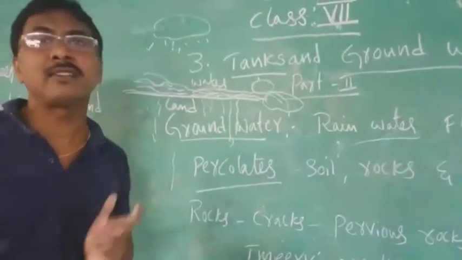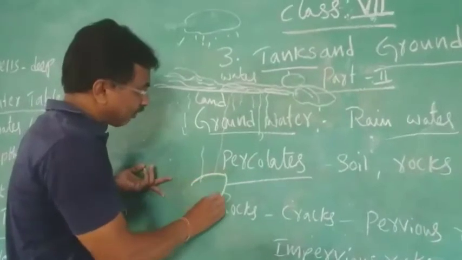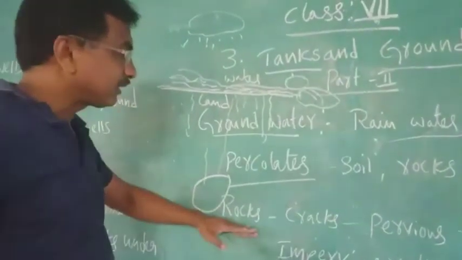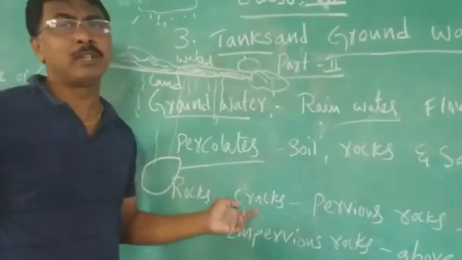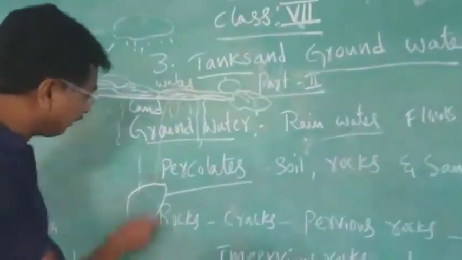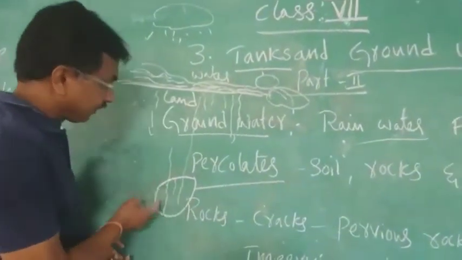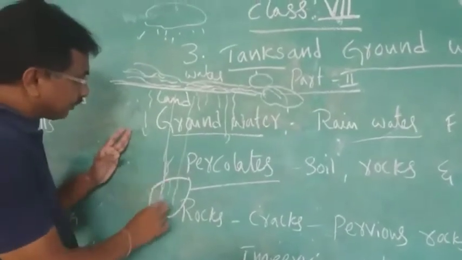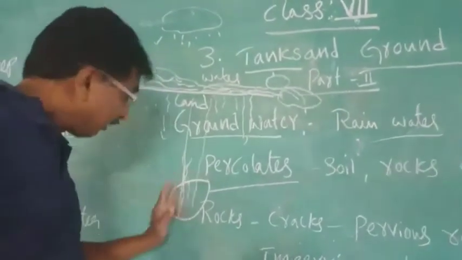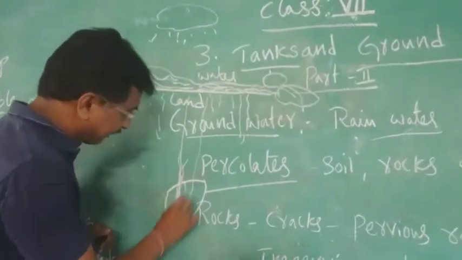Here some rocks are there, and this water goes. Some rocks have cracks. Porous means some small holes will be there in these rocks, like this. When the water is sinking here, what happens? The water goes and joins in the rocks, and from there it escapes like this.